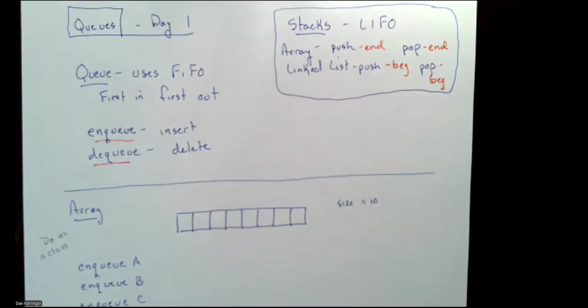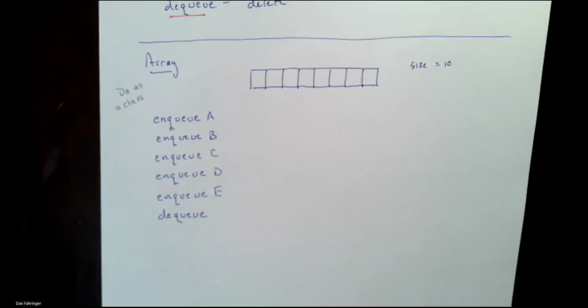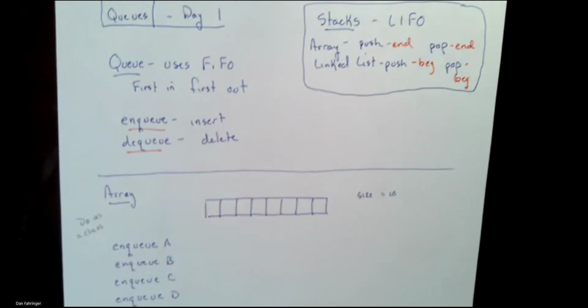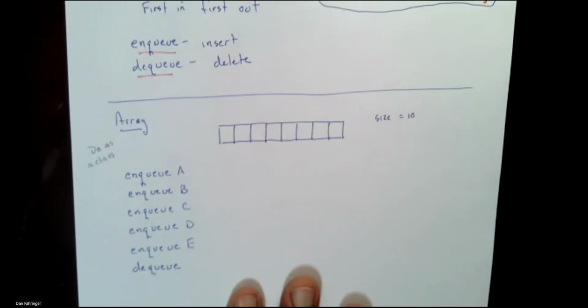Okay, so let's talk about it in terms of an array. I'm dealing with an array. How would I do this? Well, the first one in is the first one out. So wherever I add is going to be the opposite of where I delete. Up here, they were the same place. This is going to be opposite.